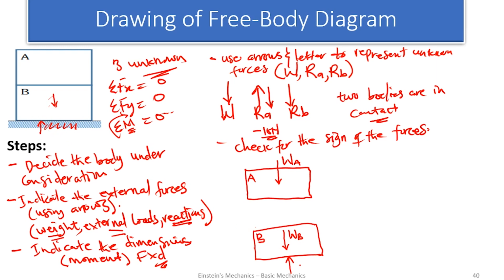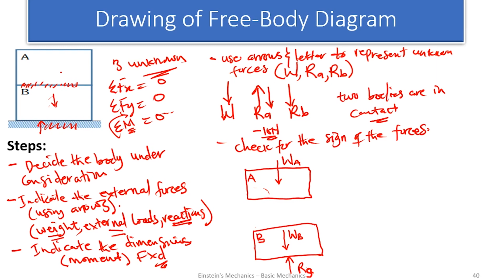Are we good? So I have a reaction. I'll represent it with an arrow and a letter. So I'll say reaction at what? Let's say reaction of C or G, reaction at the ground. Okay. Is there any reaction again where two bodies are in contact? Yes. Here at the surface of A and B, they are in contact. So there will be a reaction. Are we good? And how do we represent those reactions?